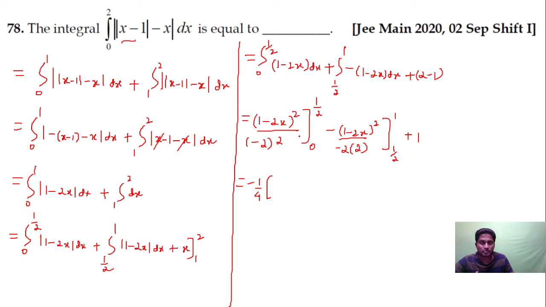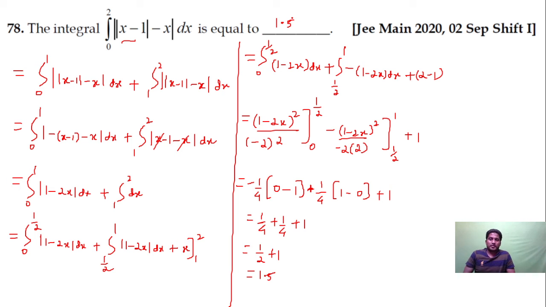Upper limit if I substitute, this will be 0, lower limit will be 1, minus and minus is plus, you get 1 upon 4. Upper limit if I substitute, you get 1, lower limit will be 0 plus 1, so this will be equal to 1 by 4 plus 1 by 4 plus 1, which is 1 by 2 plus 1. So the answer is 3 by 2, or I can write 1.5. Alright guys, let's move to the next question.